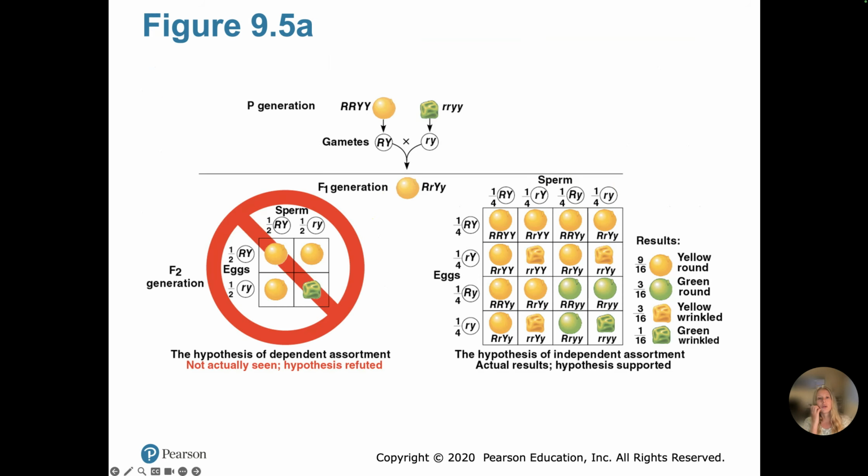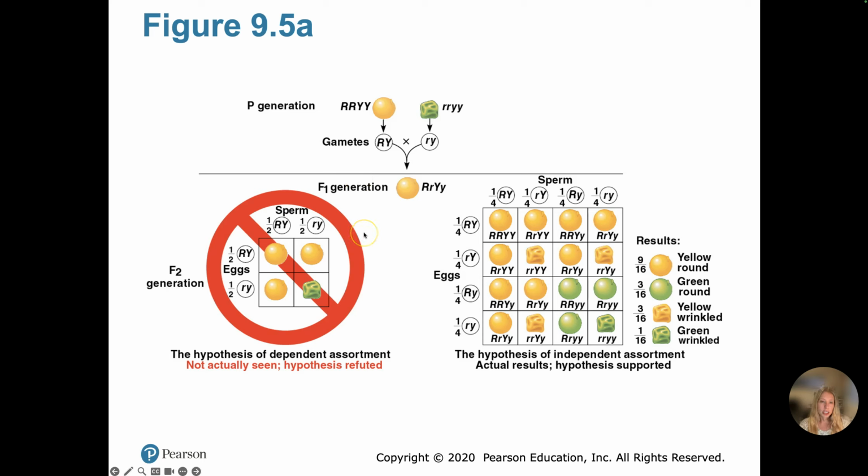This here shows a cross just focused on two factors, but we're no longer looking at flower color. We're looking at seed color and then seed texture. So those are our two factors that make it a dihybrid cross. We have color, can be yellow or green, and then texture, which can be smooth or wrinkled.